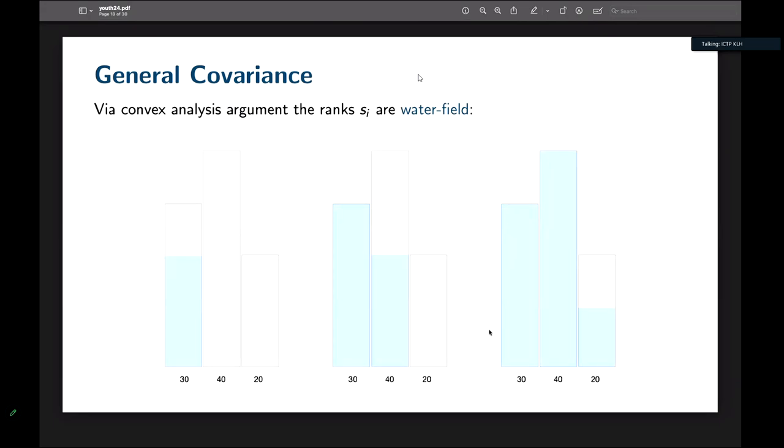Now, for the second picture, here N is 50. You will basically fill in the first block as much as you can, and then you start putting weight on the second one, and so on. Okay, hopefully now it's more clear.